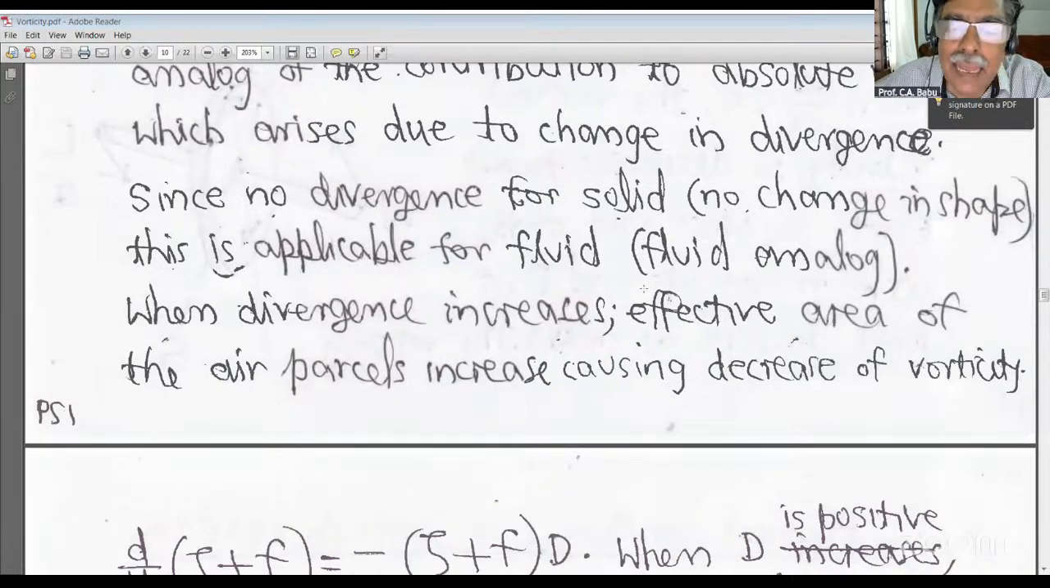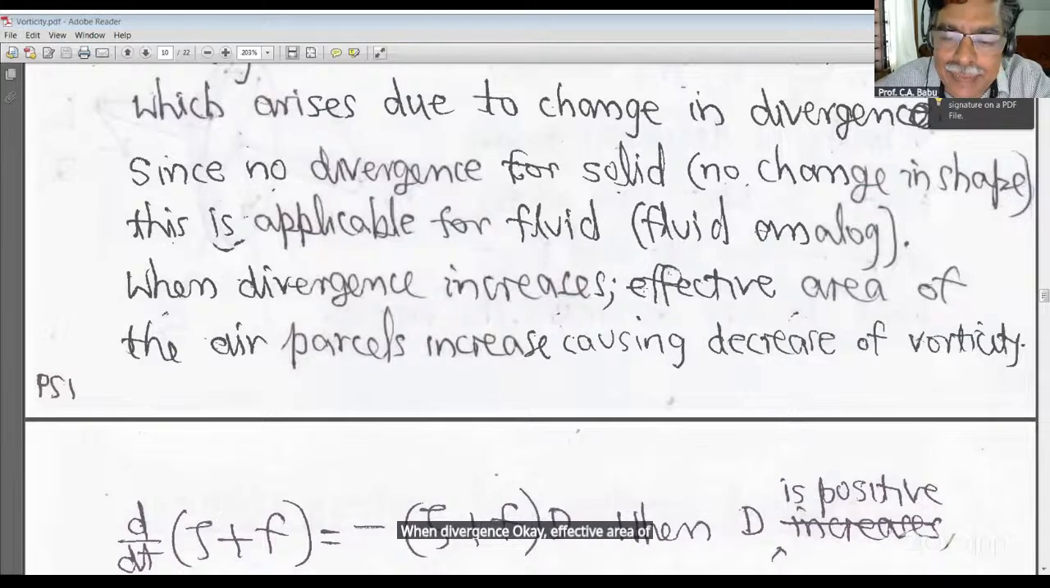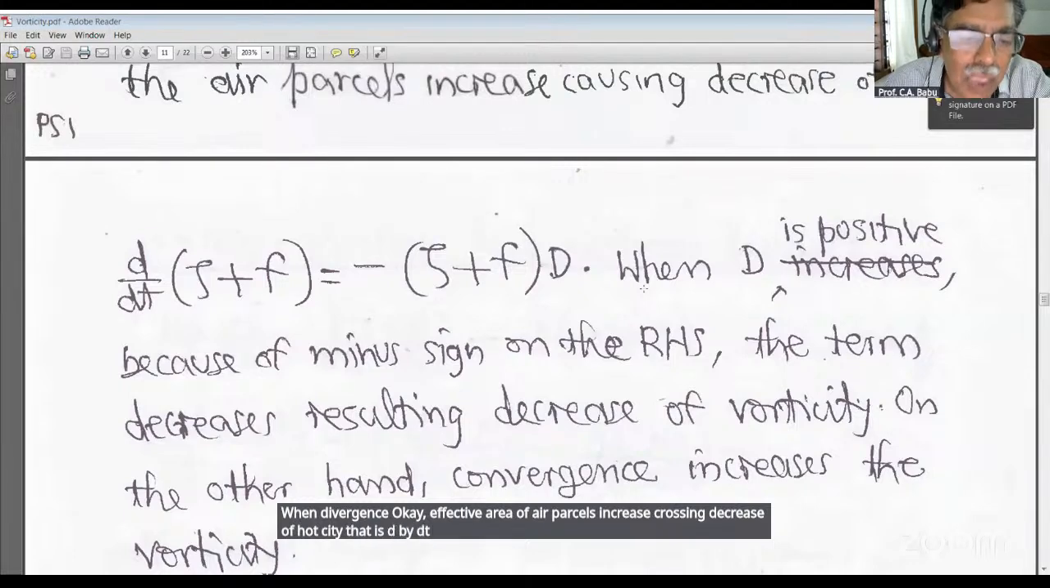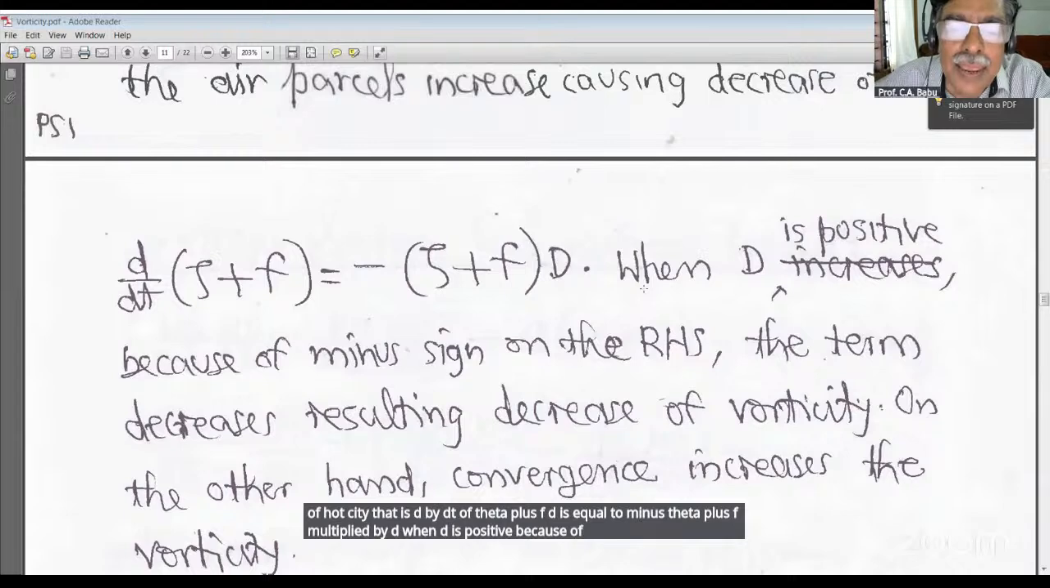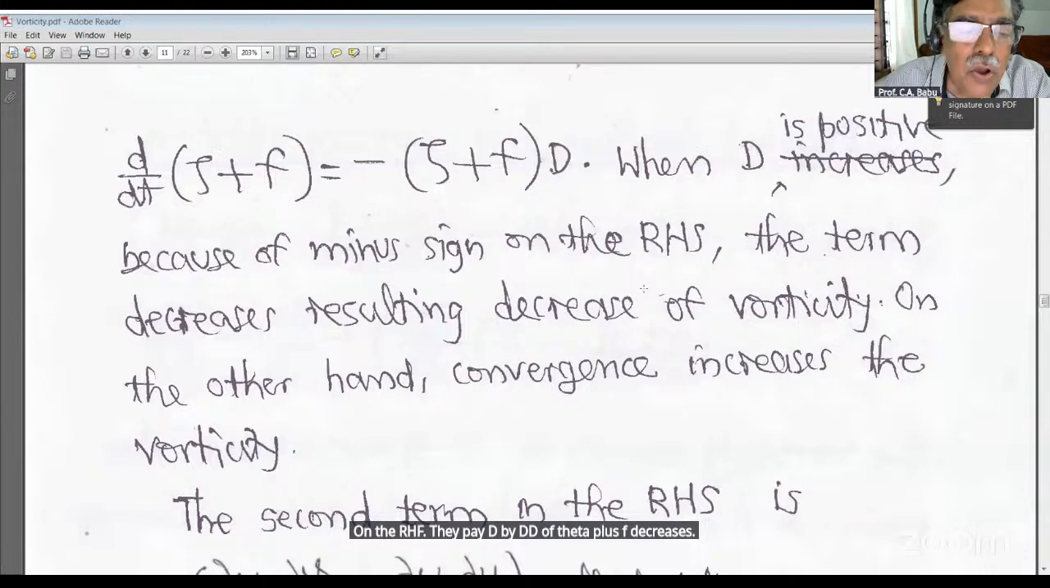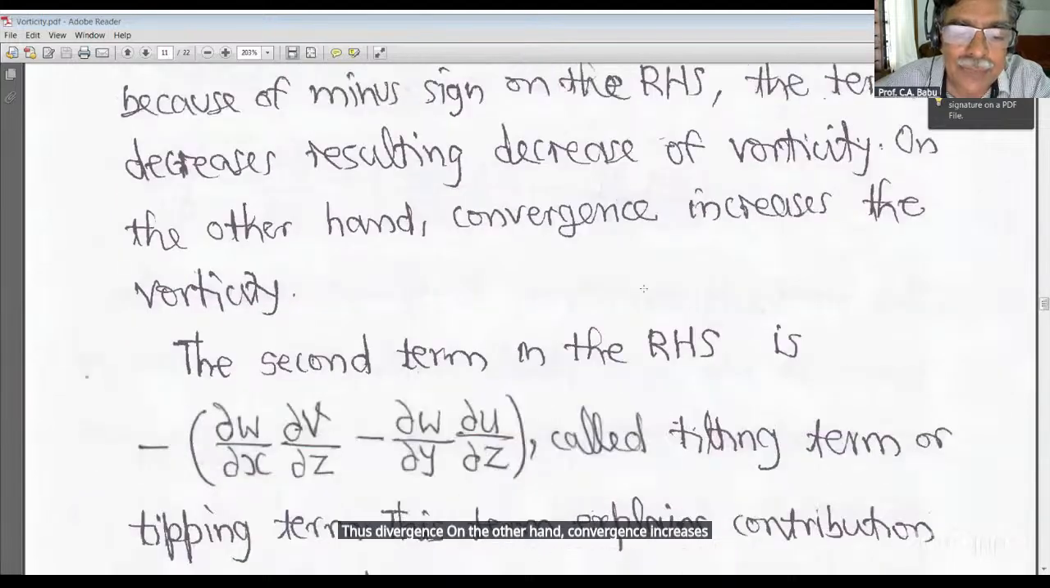When divergence occurs, effective area of air parcels increases, causing decrease of vorticity, that is d by dt of theta plus f is equal to minus theta plus f multiplied by D. When D is positive, because of minus sign on the RHS, the term d by dt of theta plus f decreases. Thus, divergence causes decrease of vorticity. On the other hand, convergence increases the value of vorticity.